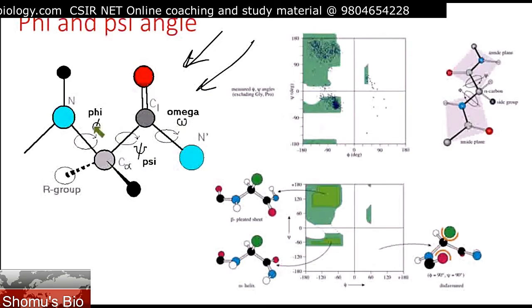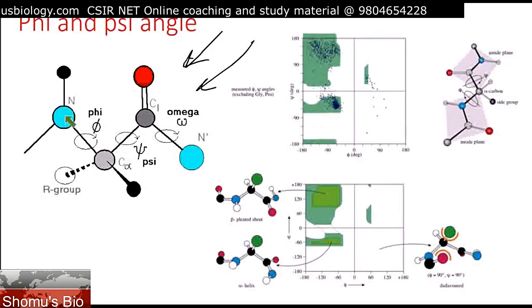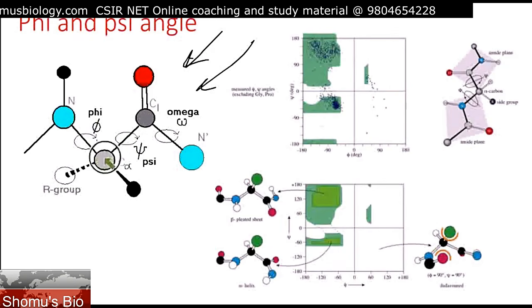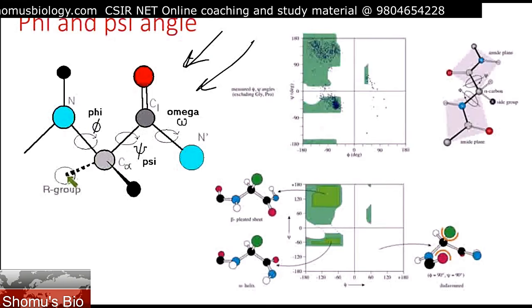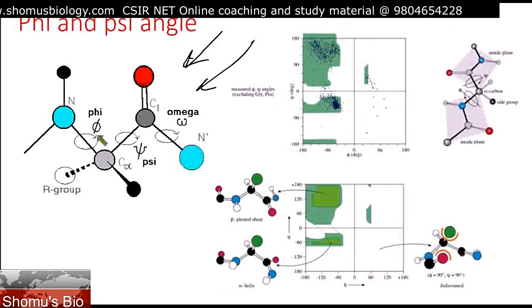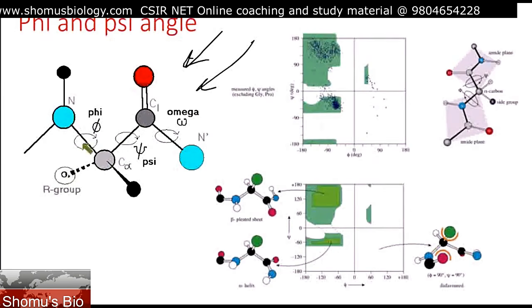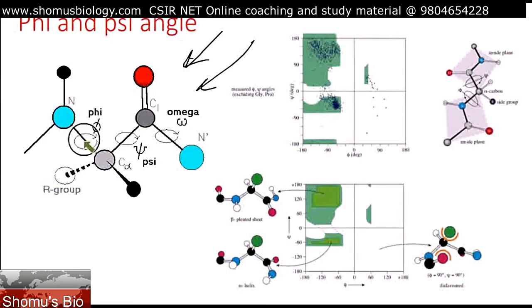But mostly the phi and psi bonds are really important, because in N C alpha, the C alpha is the alpha carbon where the R group is attached. So if the R group is bulkier, then the rotation around the phi bond will be altered. If the R group is smaller, the rotation around the phi bond will be much more allowed.